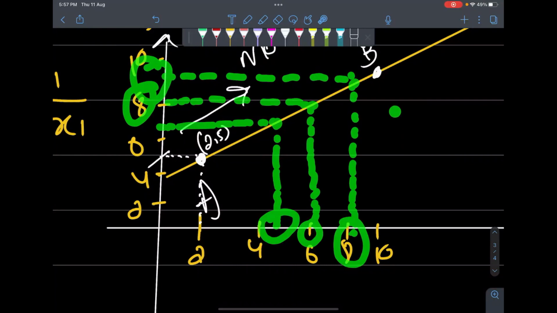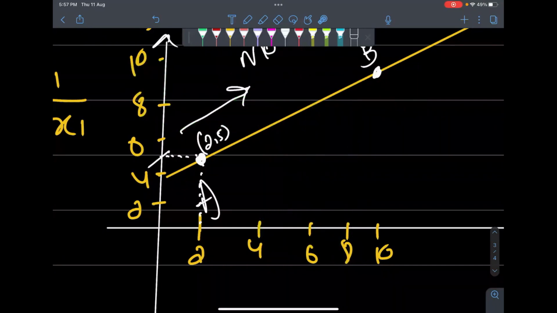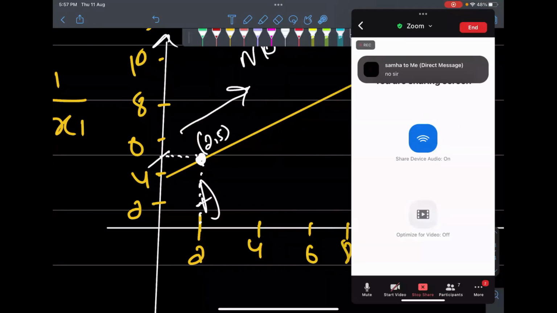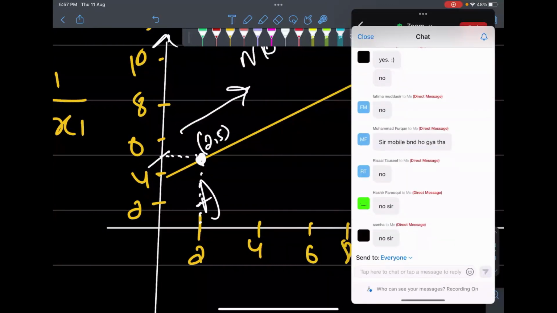Is that clear? Any confusion up till now? Is it clear what is happening on this line? Please, I want an answer for this. Any question? Any confusion? I'm just telling you what is happening on the yellow line.